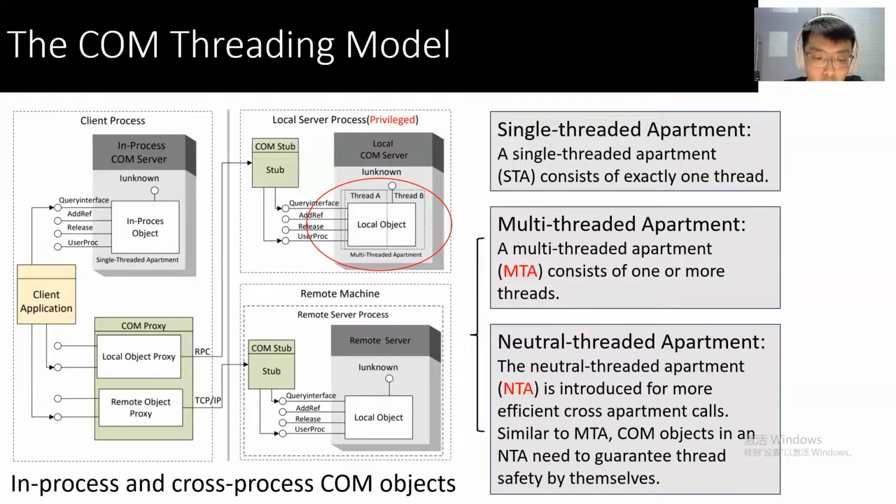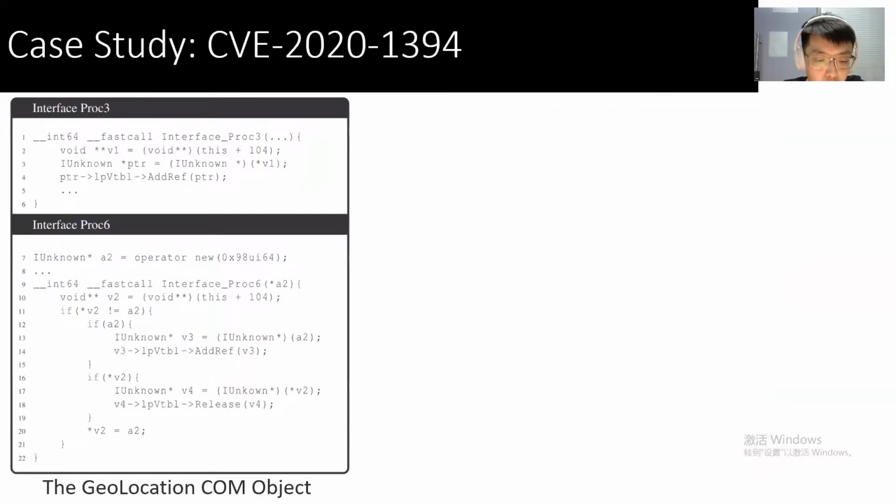Third is the neutral threaded apartment. The neutral threaded apartment is introduced for more efficient cross-apartment calls. Similar to MTA, COM objects in an NTA need to guarantee thread safety by themselves. Our research found out that MTA and NTA COM objects are prone to data race attacks if thread safety is not guaranteed. We demonstrate a real-world data race vulnerability in the geolocation COM object, which is acting as a system service object running inside the service host process.